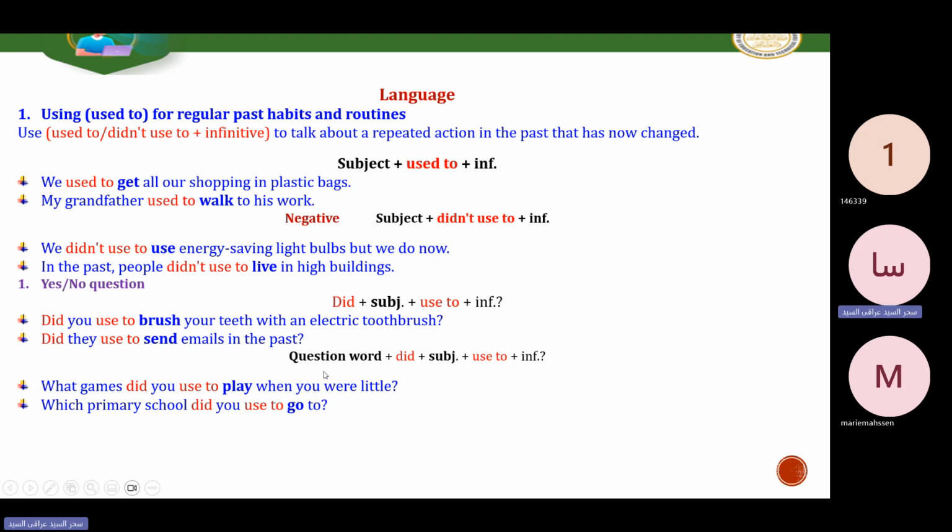What about WH questions? What games did you use to play when you were little? Use to play. Which primary school did you use to go to? This is the rule of "used to". Now let's move to another point.